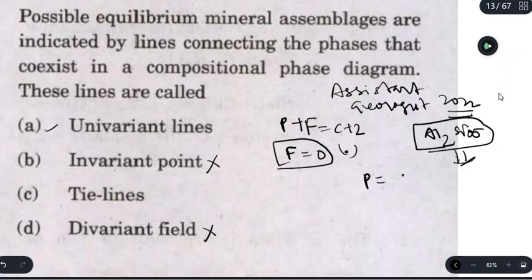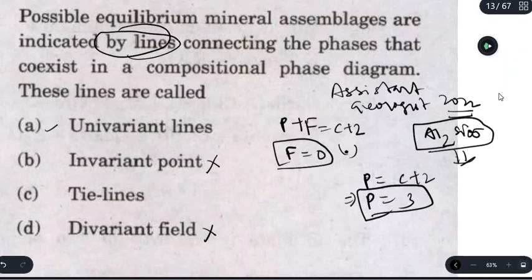So P will be C plus 2 because degree of freedom will be 0, right? So phase कितना होगा? Component will be 1. So maximum will be 3 phases stable at invariant point. ठीक है? Invariant point is a point where the degree of freedom will be 0. It is not a line. It is a point simply. But in the question, it is given कि possible equilibrium mineral assemblage are indicated by lines. It is not a field and it is not a point. Simple. It is a line.